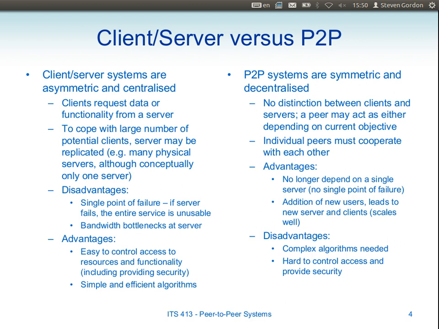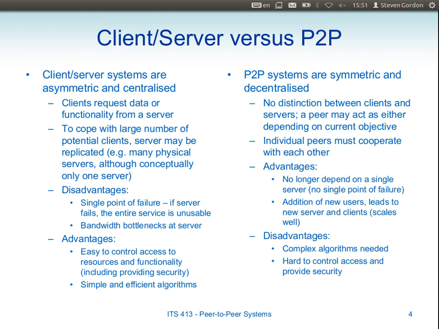The advantages, as we'll see, against a peer-to-peer system is that we can easily control access to resources and functionality. If this server is distributing some file that clients download, then every client that wants to download that file must contact the server. We can control at the server who accesses that file. We can provide a username and password login system so that each client needs the right credentials to access that resource. So it's easy to control access if we have one central server, which is good for providing security. And it turns out that the algorithms needed to search for resources are quite efficient and simple.